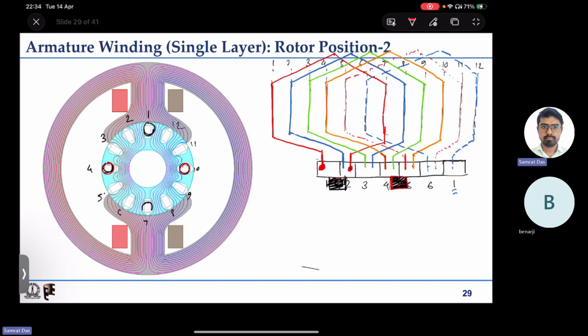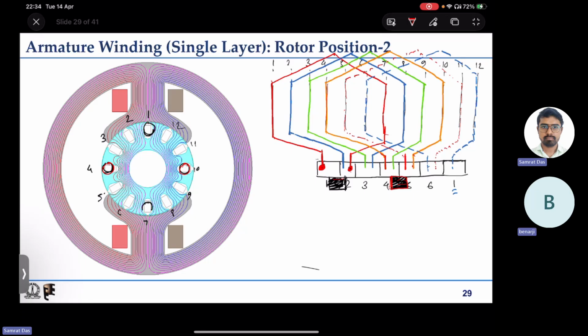That is why, although we can make some single layer winding and operate it ideally, in this intermediate brush position the coil which is having maximum induced EMF gets shorted by the brush. So single layer winding is never used practically. Next we have to go to double layer winding, and there we will be able to see that if we employ double layer winding, this problem does not come.